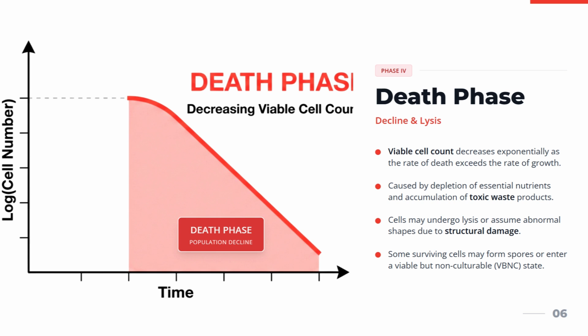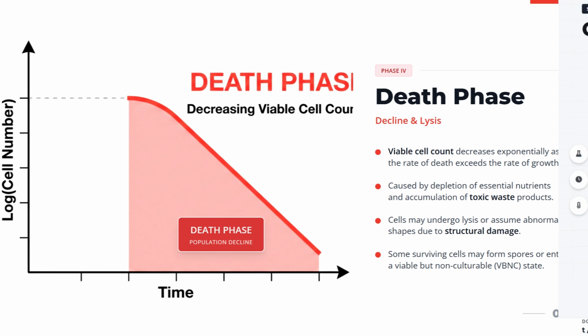Cells may undergo lysis, bursting open or assume abnormal shapes due to structural damage. The integrity of the cells breaks down. Some surviving cells may form durable spores or enter a viable but non-culturable state known as VBNC as a last-ditch effort to survive until conditions improve.